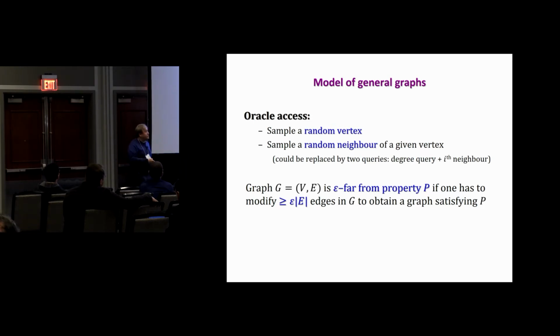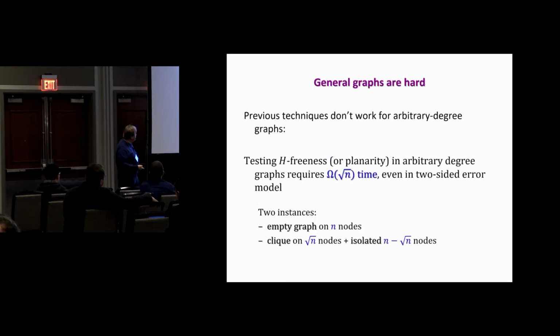So we want to study property testing in these graphs. And as I'm saying, almost nothing is really known. One reason is this very natural example showing that this problem is difficult for many problems. So think about the following setting.